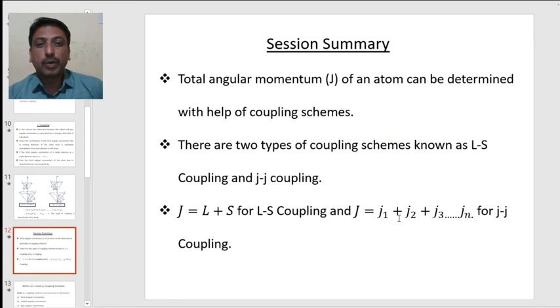In this session, we learned that the total angular momentum of an atom can be determined with the help of coupling schemes, and there are two possible types, generally known as LS coupling and JJ coupling. In LS coupling, the total angular momentum of an atom is obtained by adding vectorially the resultant orbital and resultant spin angular momentum, and in JJ coupling, the total angular momentum of an atom is obtained by adding the individual total angular momentum of each electron, that is J equals J1 plus J2 plus J3 up to Jn.